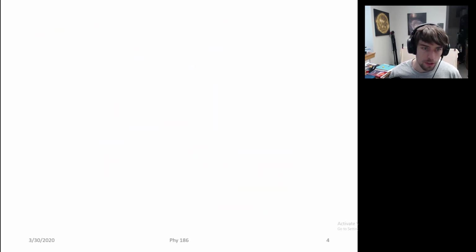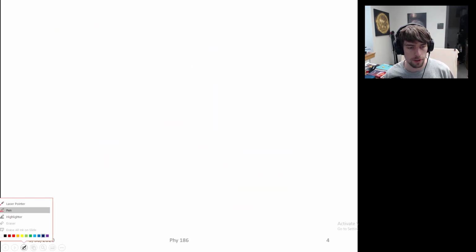Good. So the last thing I thought maybe we should think about is this. Let's say I have a loop of wire. We'll call it a square loop, just for kicks. And why don't we say that it has a length of L? Okay. So think of this as the side view.